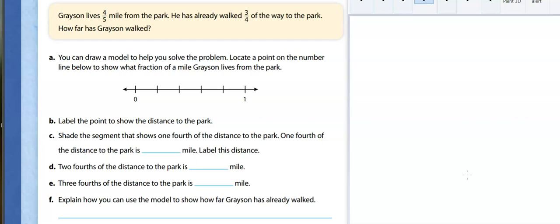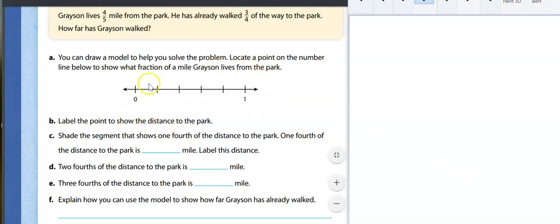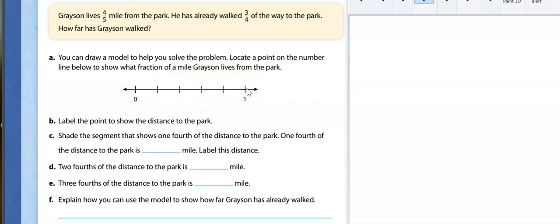A says you can draw a model to help you solve the problem. Locate a point on the number line below to show what fraction of a mile Grayson lives from the park. So we see that our number line is broken into how many equal parts? 1, 2, 3, 4, 5. It's broken into 5 equal parts.